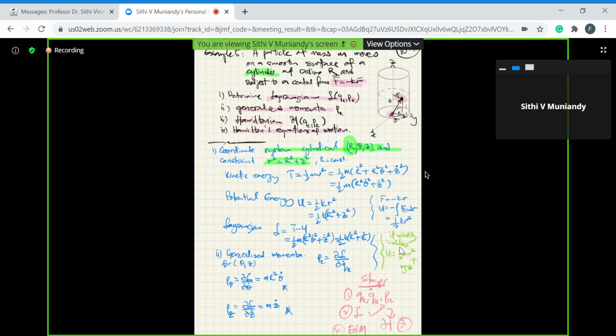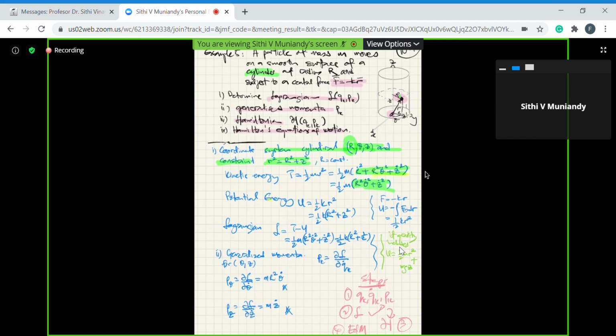But because it is moving under the central force, we need to find the small r in terms of the capital R and Z, so that you have this constraint that comes in. So you can write down the kinetic energy now in the cylindrical coordinate as this. R is not changing, therefore you only have the first two terms. So you only have these two particular terms.